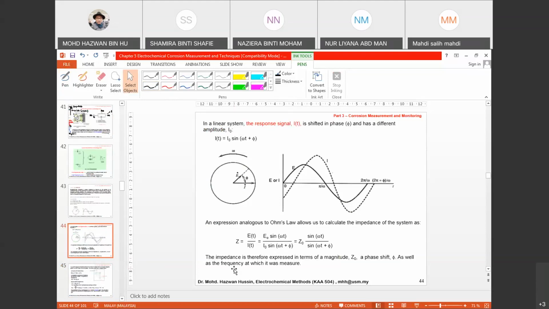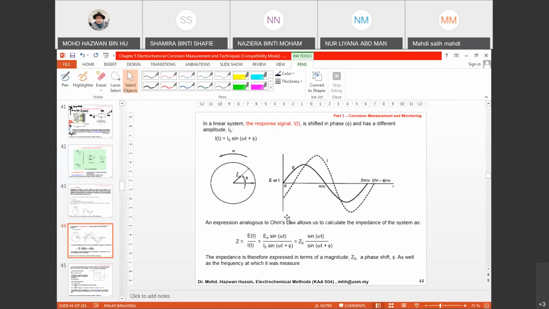In a linear system, the response signal is shifted in phase and has a different amplitude. As I said, you will have a different response depending on the current value at that time and the current value you measure at different frequencies. So it will result in a different waveform or response signal, which indicates that you have a different theta value. So the expression analogous to Ohm's law is this.